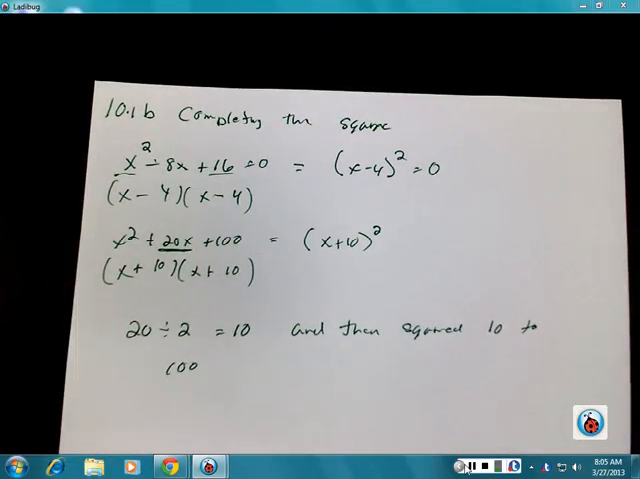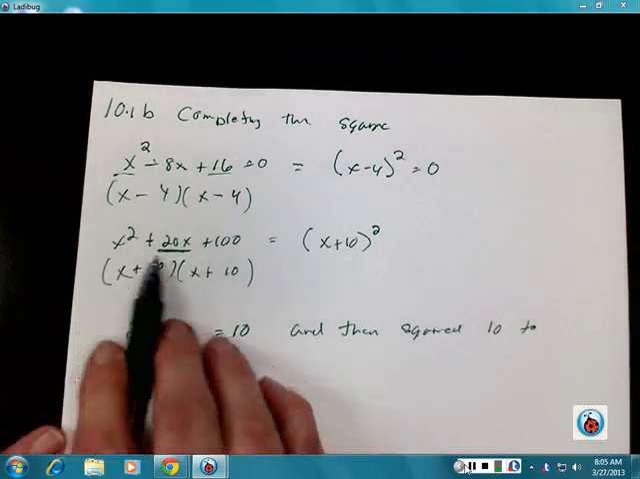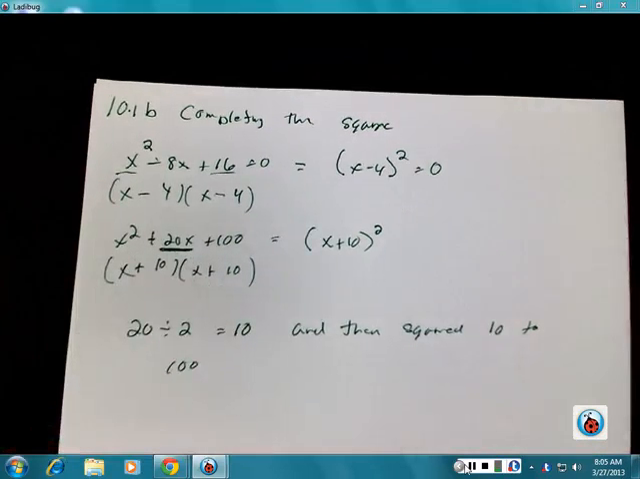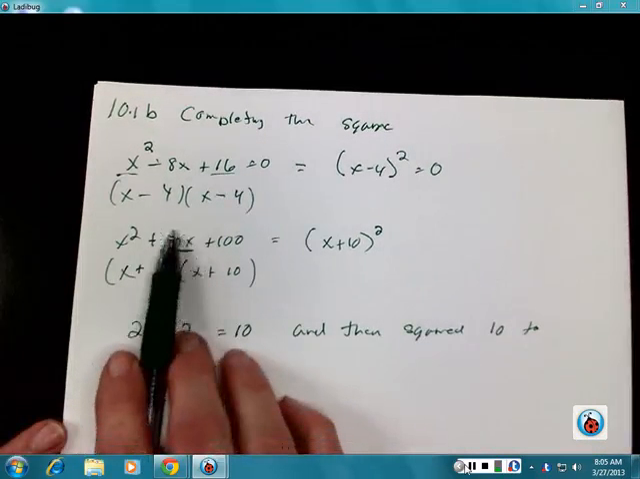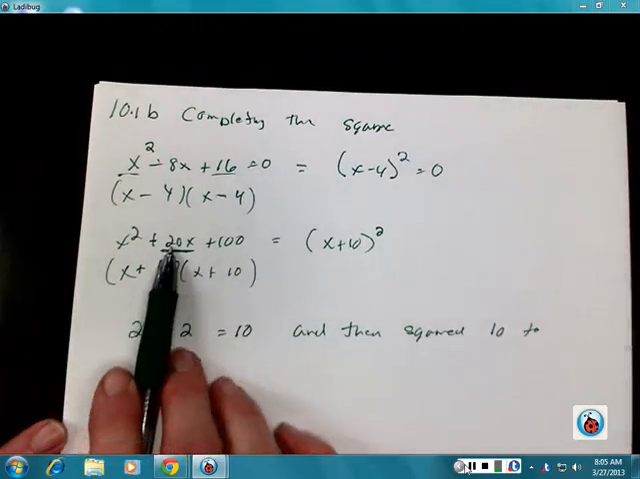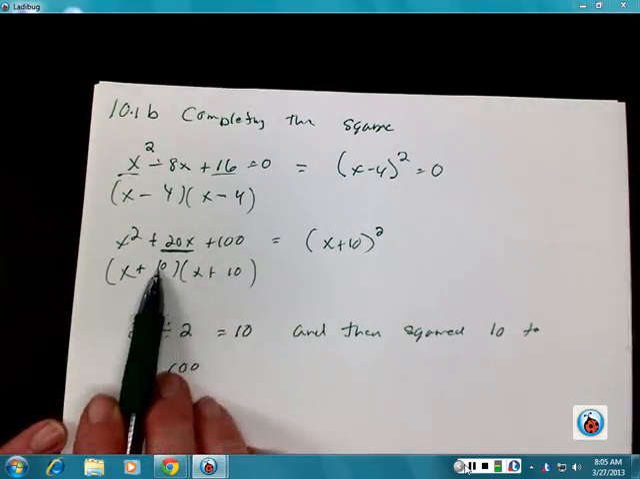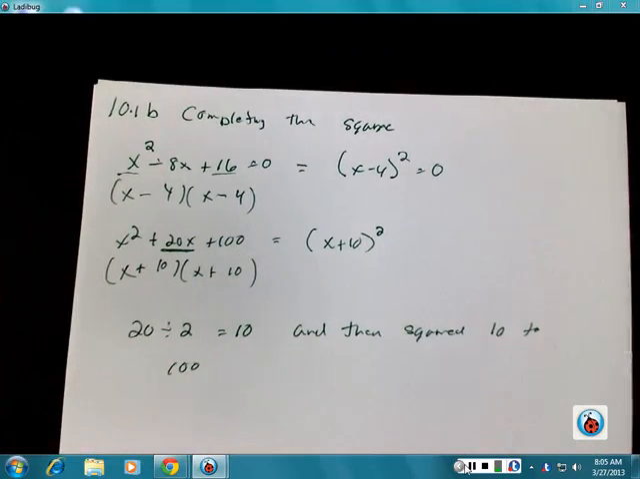Okay. So our process, when we start looking at these, is to go back and take a look at the thing that's in the center. We need to take half of it, so half of 20 is 10. Take the 10 and square it, which gave me my 100 at the tail end. So that's our main process.